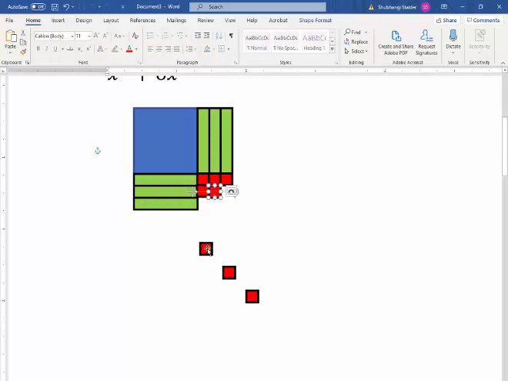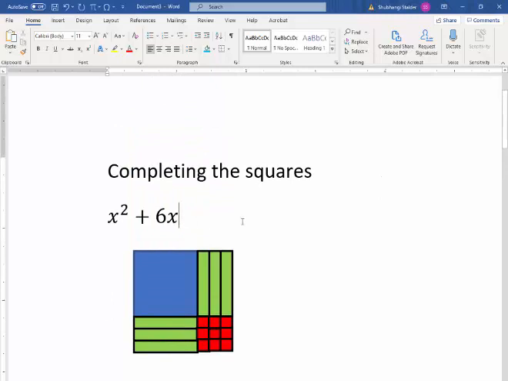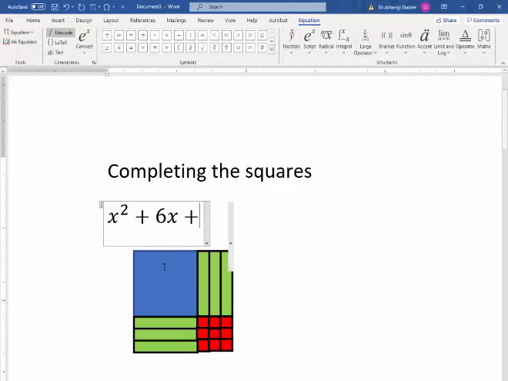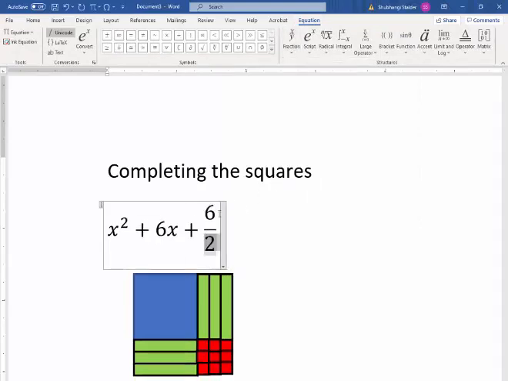Yeah, but it's half of 1 bar. Yes, but I needed 9 pieces to make a complete square. I needed to fill in that whole bottom area, right? See, now it's a square. Can you see? So I had to add 9 to make a perfect square. The way I got that 9 is I took half of 6, and then I squared it.